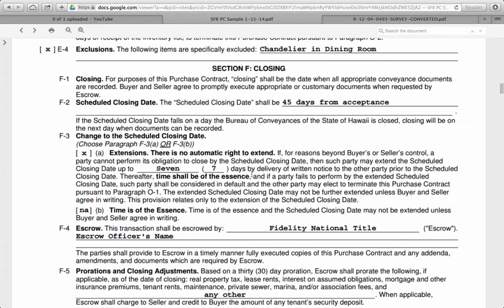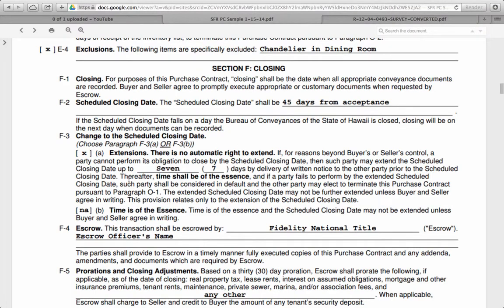So see how section F3 talks about section O-1. It says here, "Thereafter, time shall be of the essence, and if a party fails to perform by the extended scheduled closing date, such party shall be considered in default, and the other party may elect to terminate this purchase contract pursuant to O-1 of the contract." Typically, O-1 is in default, and then deposits are typically at risk.